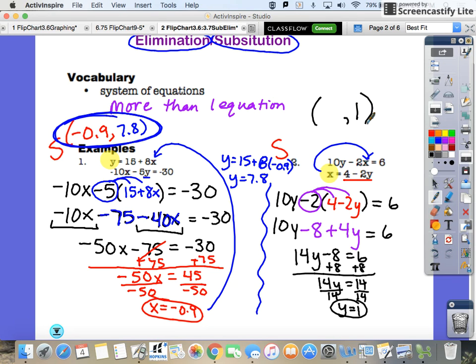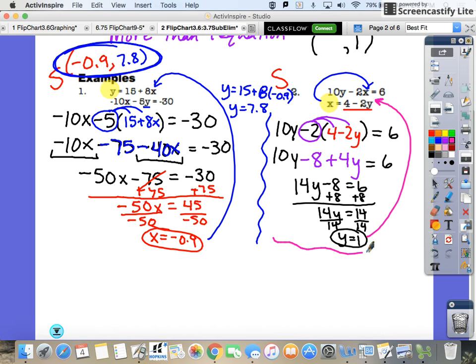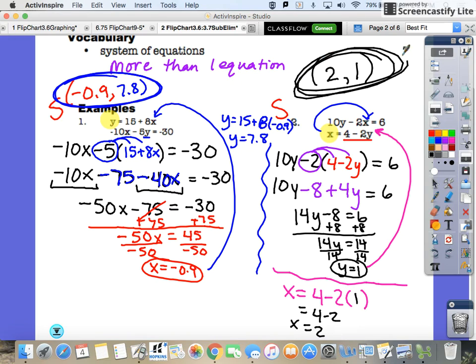Now we need to find x. So we're going to take that and put it back into the x formula. So we end up with x equals 4 minus 2 times y, which is 1. 4 minus 2 times 1, that is 4 minus 2, which is 2. So x equals 2. 2, 1 is our final coordinate. This is the location that they cross. That's where they cross. So those are the two examples of substitution that I'll go with.